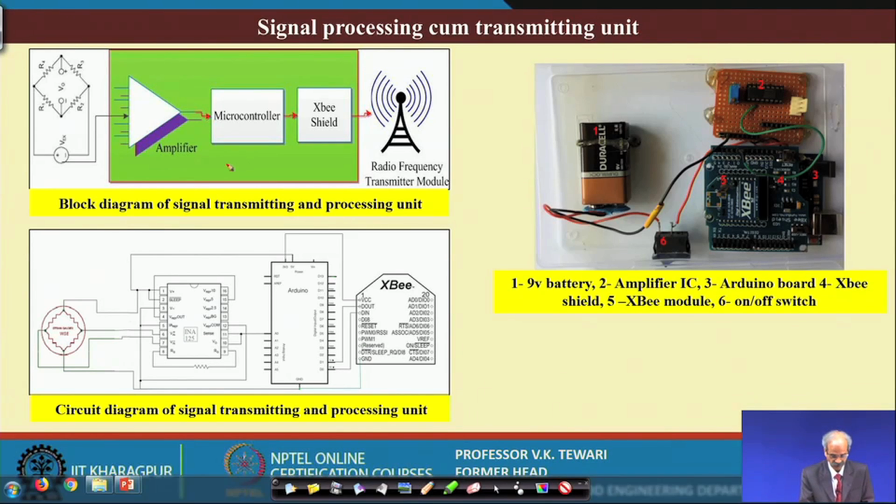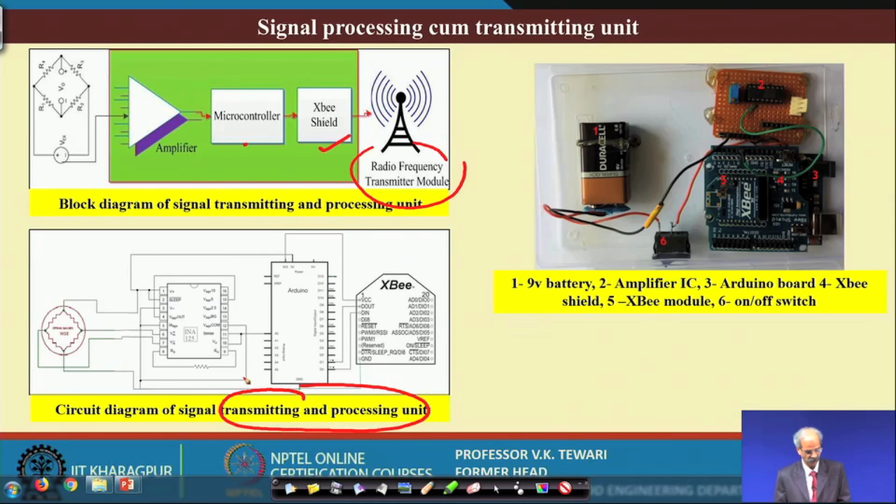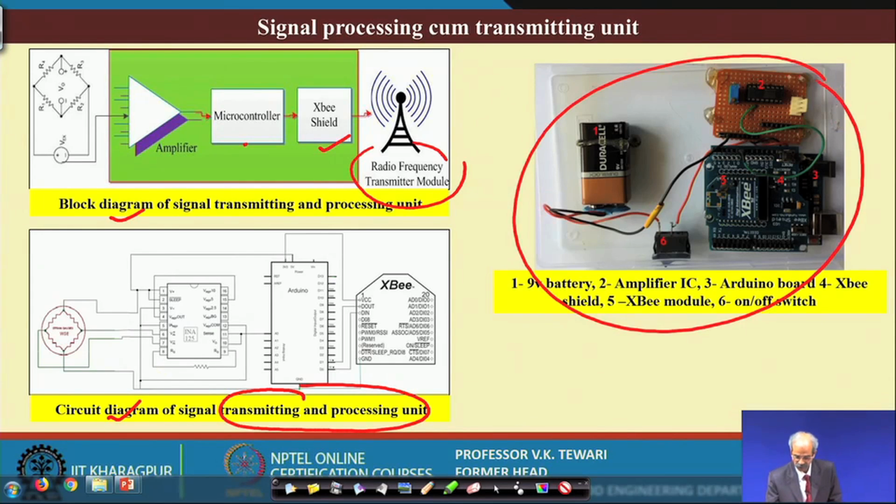The signal processing cum transmitting unit. This is the details of this. This is the amplifier, there is a microcontroller, then the XBee shield, the radio frequency transmitting module over here, and this is for the transmitting and processing unit. This is a block diagram here, and this is a circuit diagram here. Now, these are the details of the actual ones. You can see how they look like here.